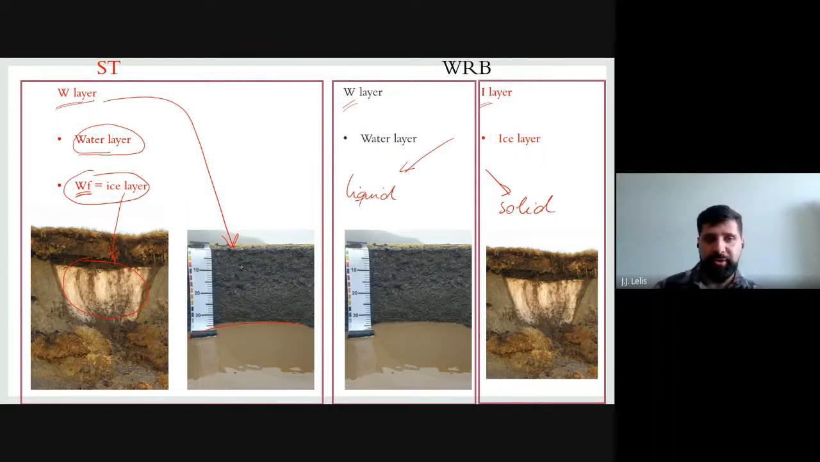These pictures are from the Arctic and Antarctica, so we found these materials very easily there. But if I go to Europe, some places in Asia, and some places in South America, we can identify ice and water forming a specific layer.